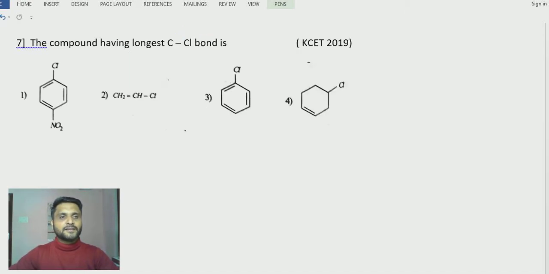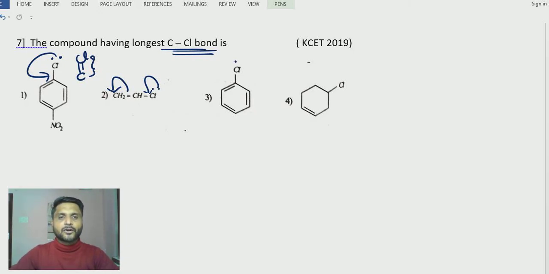Question number 7. The compound having the longest carbon chlorine bond is. See the first one. You know that chlorine or halogen contains lone pair of electrons. If there is a benzene, lone pairs are involved in the resonance, therefore carbon chlorine bond gets a double bond character, right? So bond length decreases. Whenever there is a resonance, it gets a partial double bond character, atoms come closer, bond length decreases and it becomes a shorter bond. Now in the second compound, this is vinyl chloride. Here also we have lone pair and we have the double bond, so there is also a resonance here. Okay, so bond length decreases.